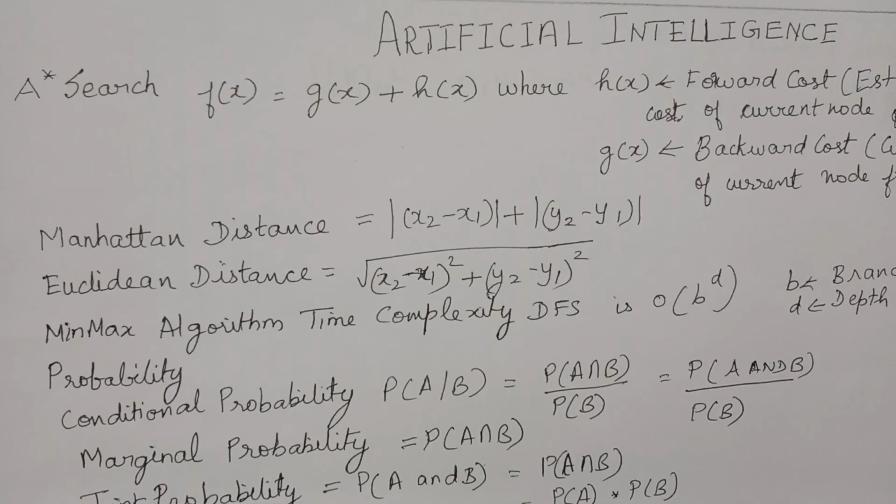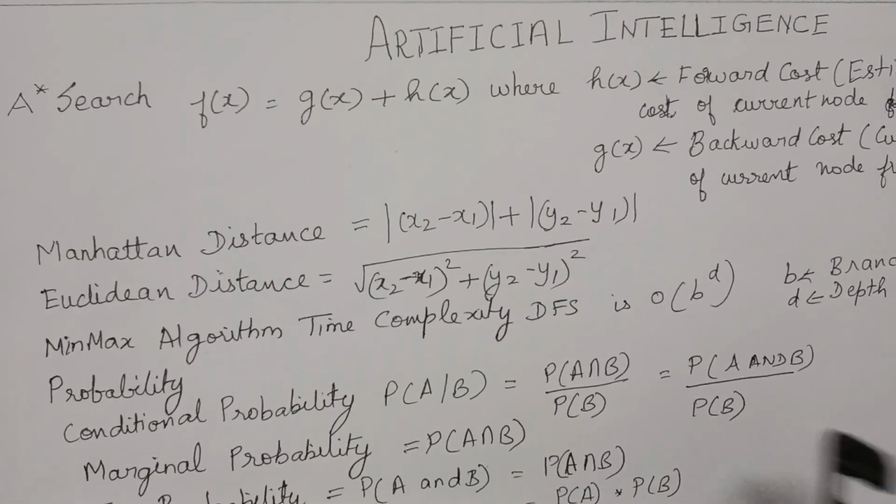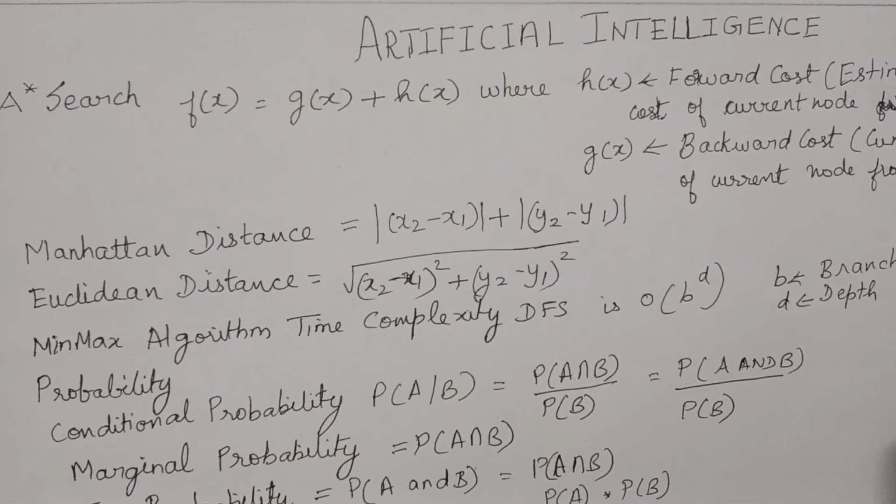So let us see some of the important formulae from artificial intelligence. Here A star search means f of x equals g of x plus h of x. Here h of x is the forward cost and g of x is the backward cost. So what is forward cost? That is the estimated cost of going from the current node to the goal node. G of x is the cumulative cost of the current node from the root node or starting node, that is the backward cost.